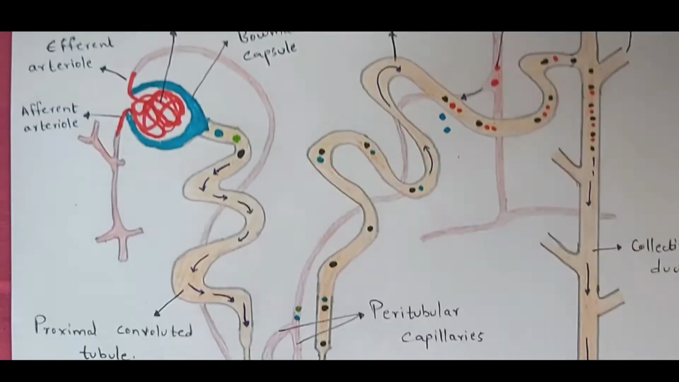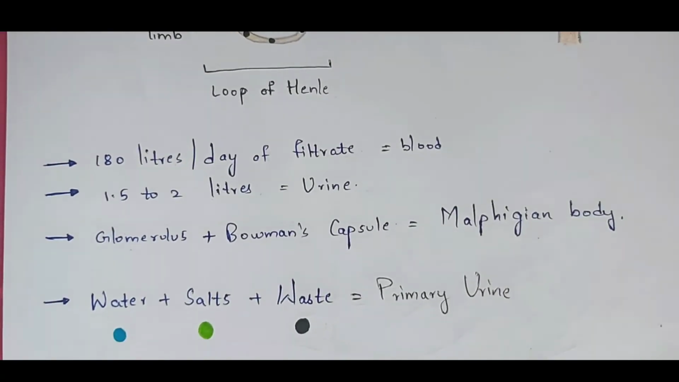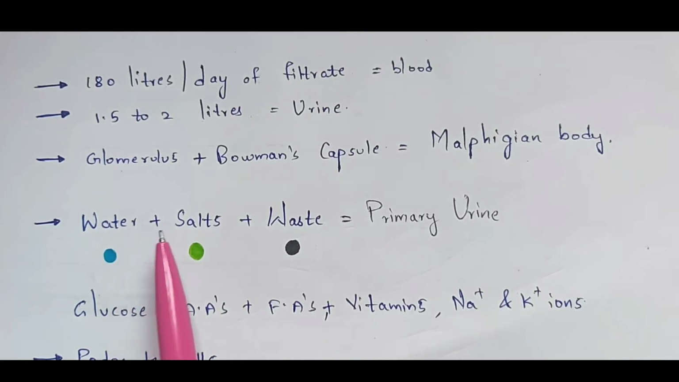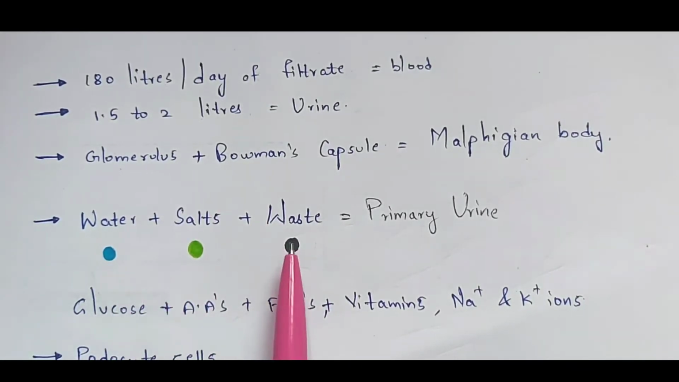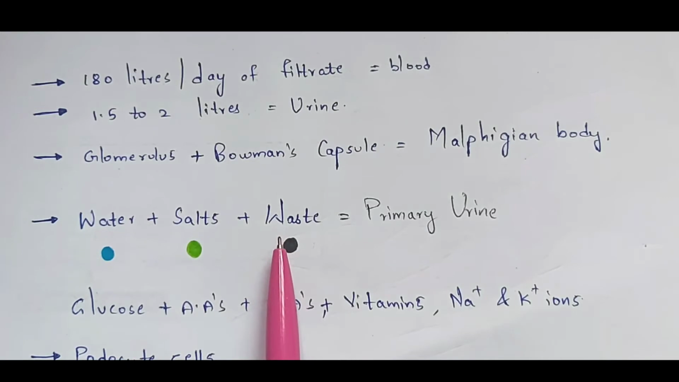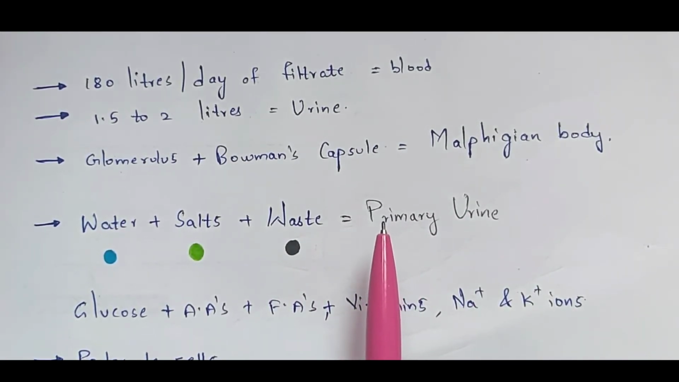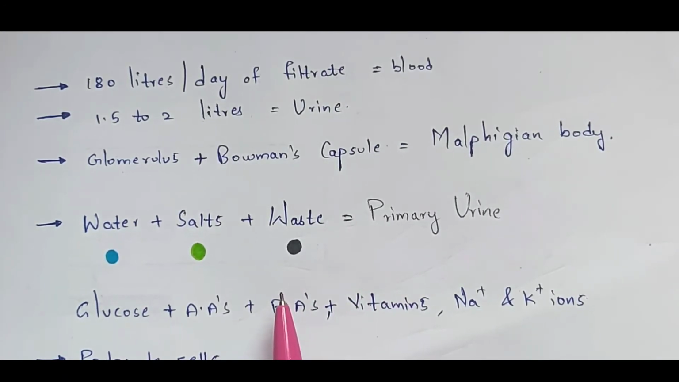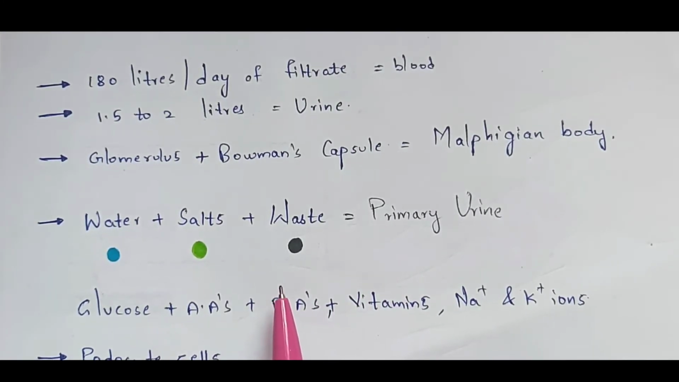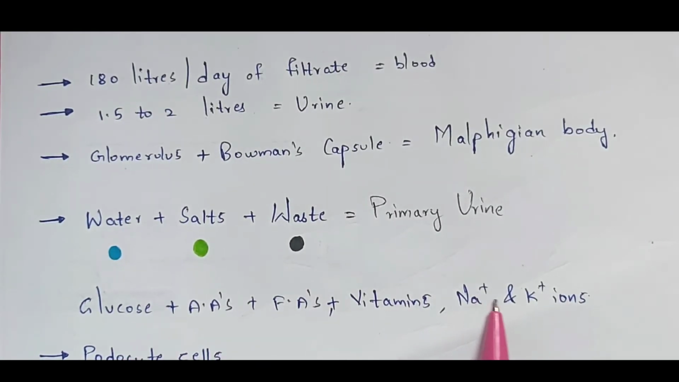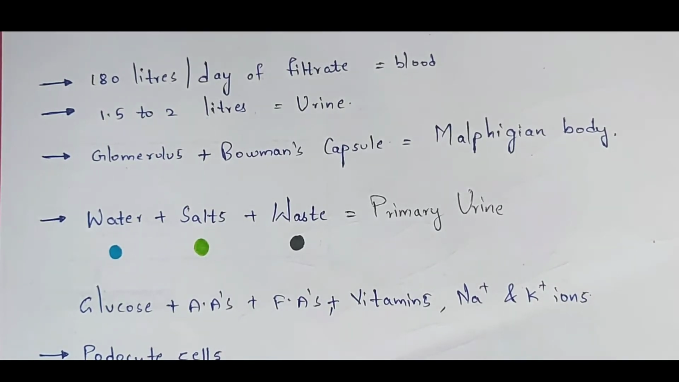As you can see, I have mentioned it here, so note it down. What are the waste materials which will be filtered out by this glomerulus? Water, salts and waste. These are the waste materials, and together they form primary urine. Okay, so this is one part. Coming to the next one, it also filters good molecules. What are those? Glucose, amino acids, fatty acids, vitamins, Na plus ions, K plus ions. These are the things which will be filtered out by the glomerulus.